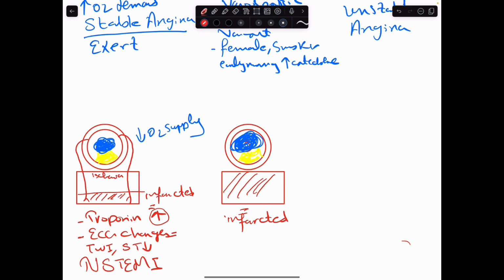And what you notice is obviously the troponin will be increased again because it starts to be released, and then there will be ST elevations. So this is called STEMI. This is very serious and needs to go to the cath lab very quick and very soon.